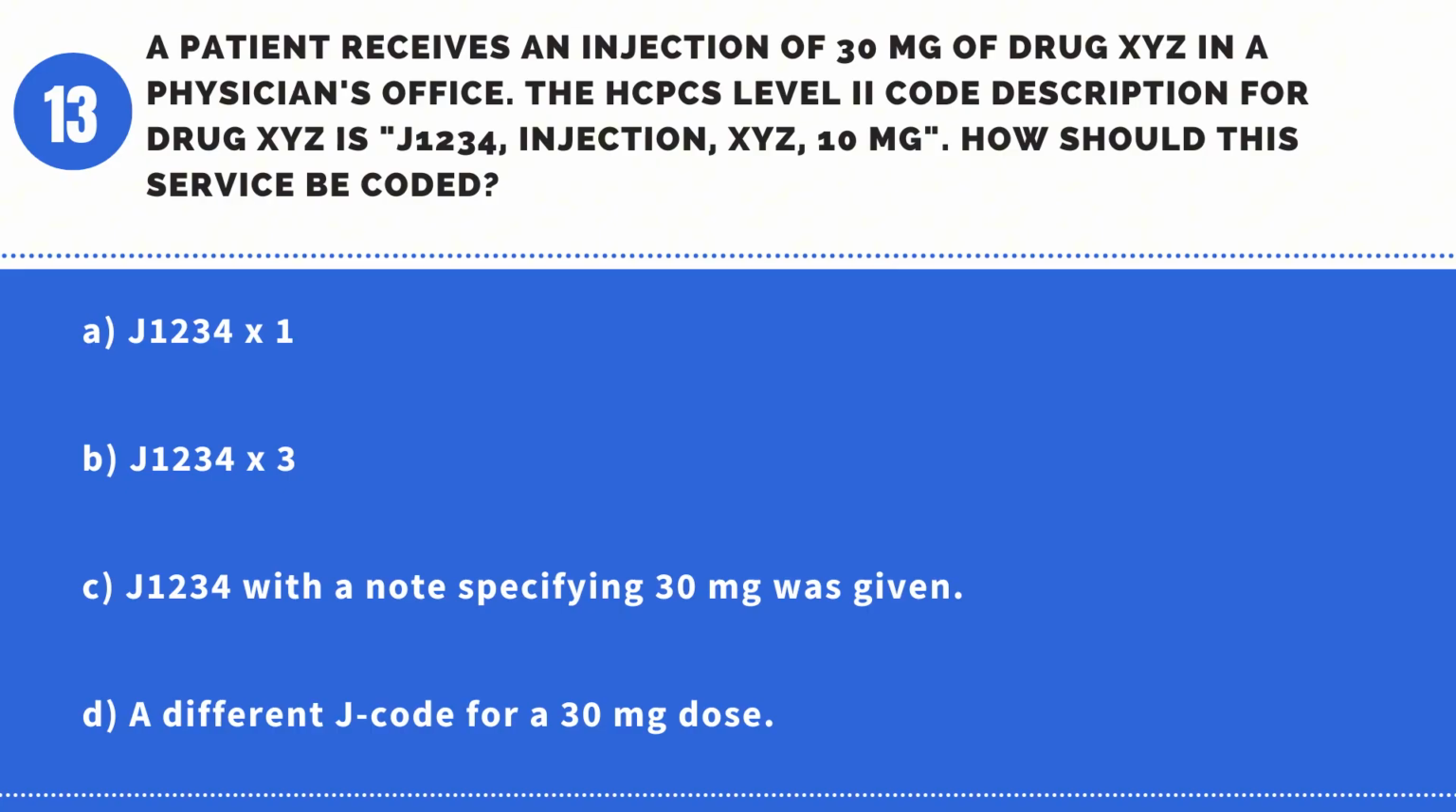J1234X3. C. J1234 with a note specifying 30 mg was given. D. A different J code for a 30 mg dose. Answer: B.